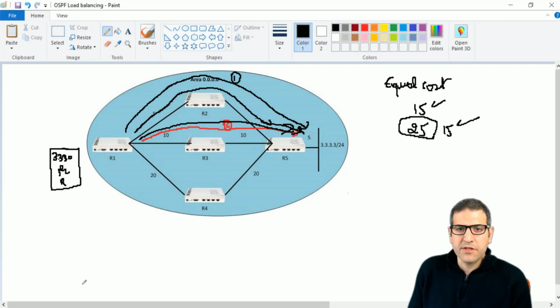This is what I wanted to explain to you in this lecture. Let's stop here and go directly to start doing the lab about the cost and the load balancing on OSPF.